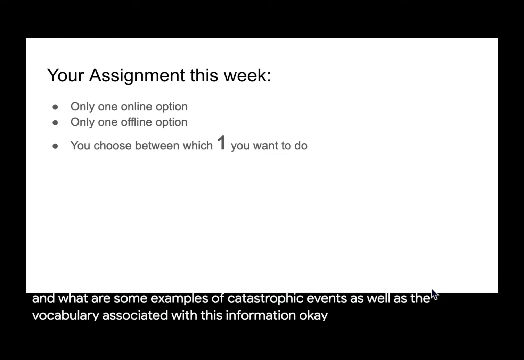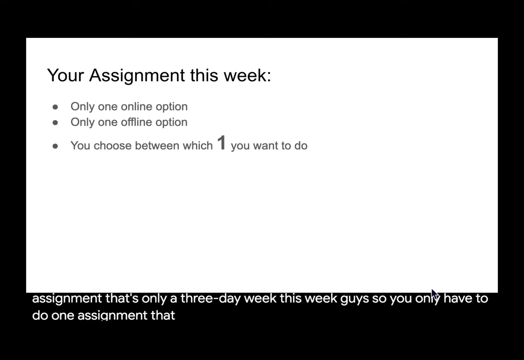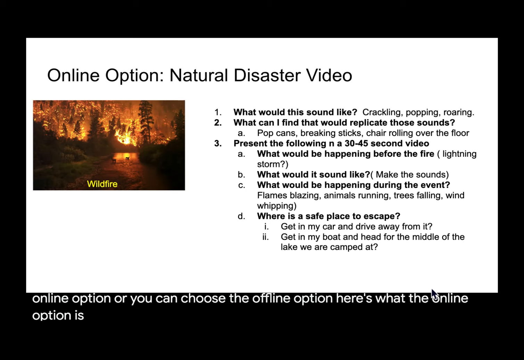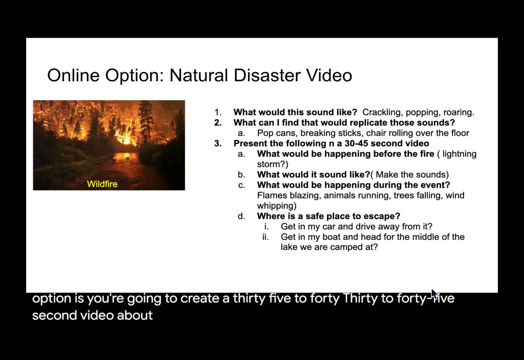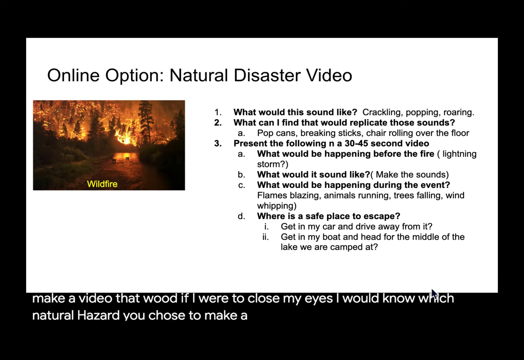Okay, your grid work for your assignment. That's only a 3-day week this week, guys, so you only have to do one assignment this week instead of 2. You can choose from an online option or the offline option. Here's what the online option is. You're going to create a 30 to 45 second video about a natural disaster, and it has to follow these criteria. You are supposed to make a video where, if I were to close my eyes, I would know which natural hazard you chose to make a sound about.